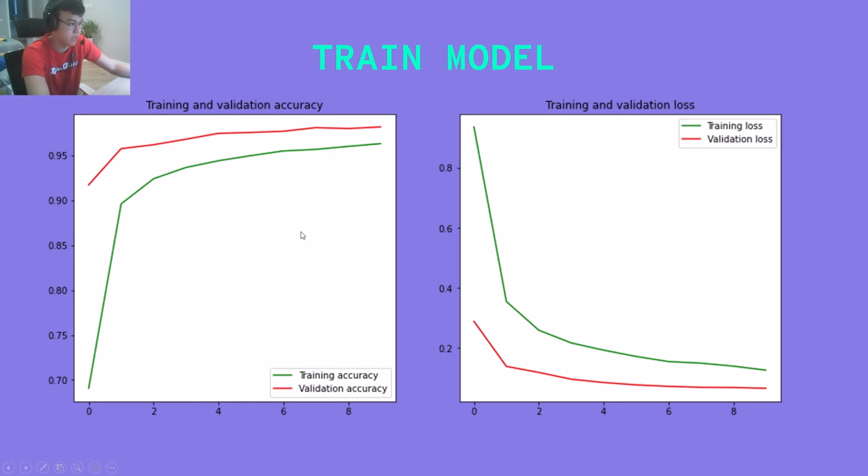So we have training and validation accuracy. At the beginning, I divided the training set into training and validation sets, with a ratio of 90 to 10, so 10% is the validation set and 90% is the training set. We have the validation accuracy, training accuracy, and training and validation loss. Here we can observe these numbers.